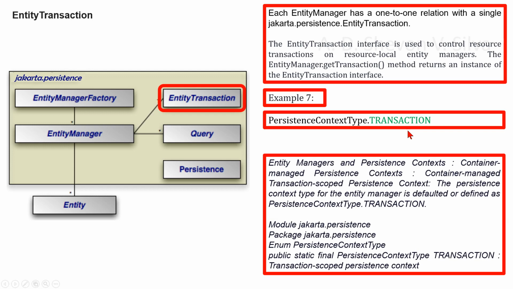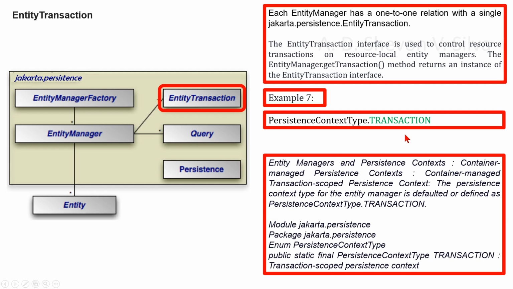An application can obtain a container managed entity manager with a transaction scoped persistent context by injecting or direct lookup in the JNDI namespace. The persistent context type for the entity manager is defaulted or defined as persistent context type transaction. A new persistent context begins when the container managed entity manager is invoked in the scope of an active JTA transaction and no current persistent context is already associated with the JTA transaction. The persistent context is created and then associated with the JTA transaction.